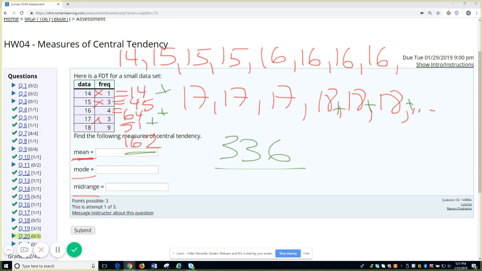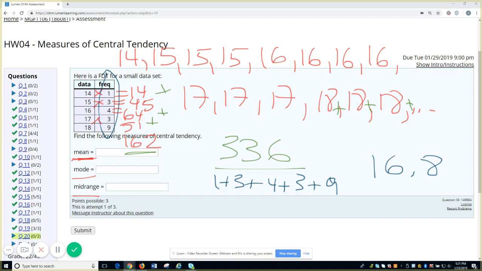And now I'm going to divide by the total frequency. Total frequency is 1 plus 3 plus 4 plus 3 plus 9, which is 20. Okay, when I do that, that gives me a mean of 16.8.